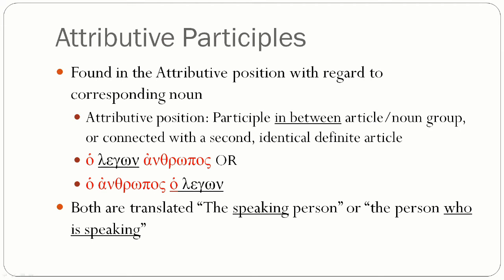There is a second way of forming the attributive participle that I've noted. You can have the article-noun group, and then normally if the participle is outside of that, this is not attributive. But if you have a second identical definite article connecting the participle with the article-noun group, now you still have an attributive participle. Look at the second example there. Ho anthropos is the article-noun group, and then you have that second ho, that second definite article that's joined to the participle.